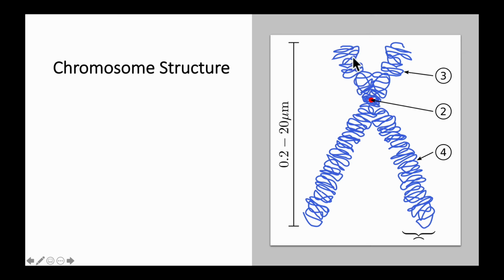If you look over here, this arm is shorter. This one over here is much longer. So the short arm we call the P arm, and the long ones are the Q arms. So remember, we have 2 sister chromatids that make up a chromosome, which are held together by a centromere. And this chromosome has the short arms, which are the P arms, and the long arms, which are the Q arms.